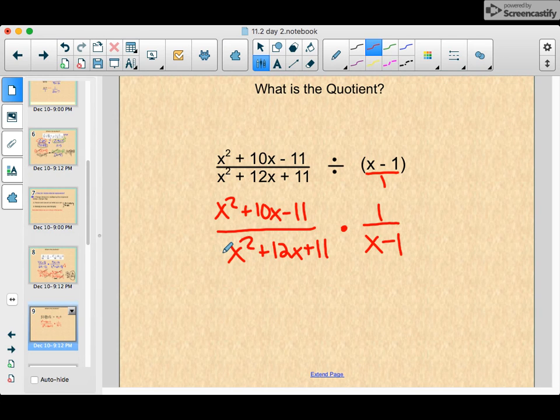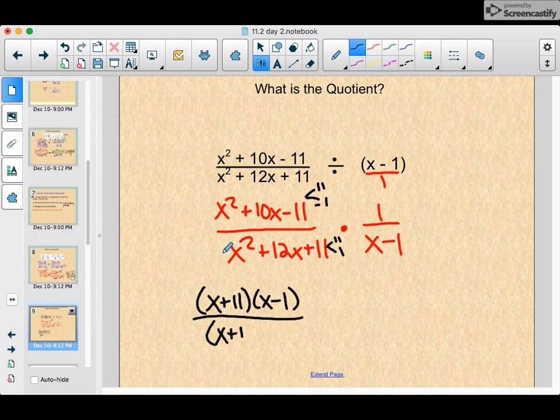So I'm going to go ahead and factor the top. Again, it's a shortcut, but I've got the negatives. I think 11 and 1. How do I make that add to 10? 1 would have to be negative. So it's x plus 11, x minus 1. On the bottom, 11 and 1, it's all positives. That adds to 12.